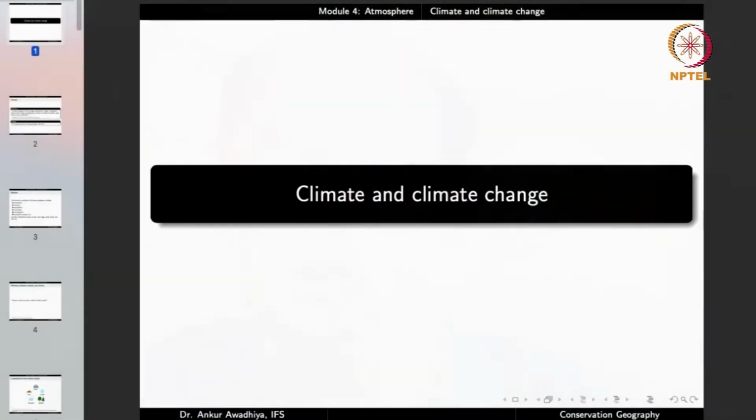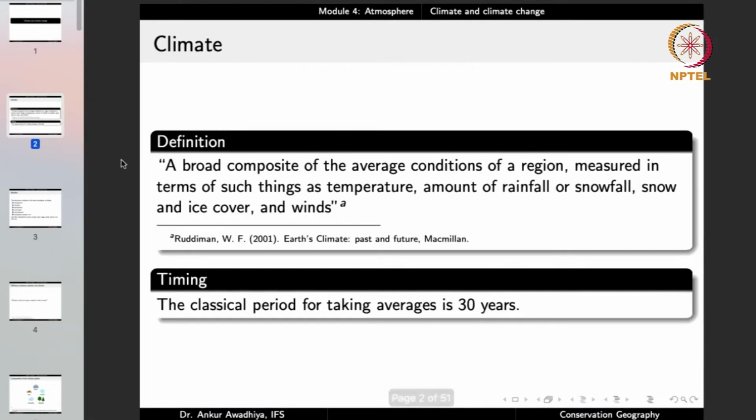Namaste. We carry forward our discussion on the atmosphere, and in this lecture we shall explore climate and climate change. Climate is defined as a broad composite of the average conditions of a region, measured in terms of such things as temperature, amount of rainfall or snowfall, snow and ice cover, and winds. And when we talk about average conditions, the classical period of taking the averages is 30 years.